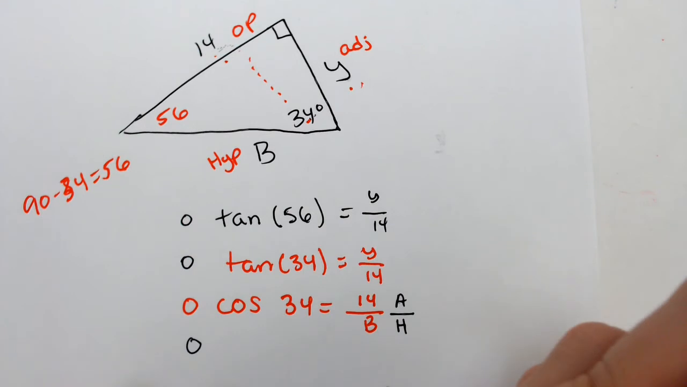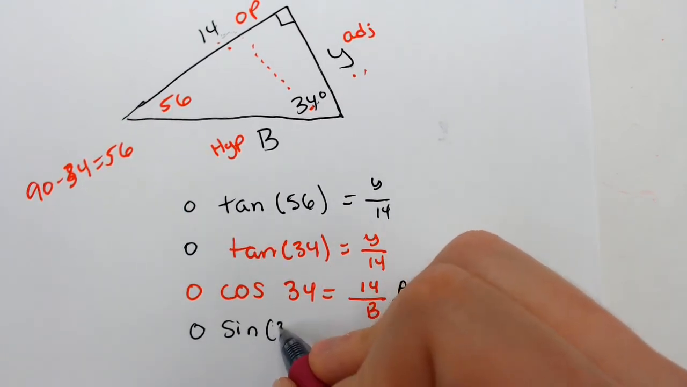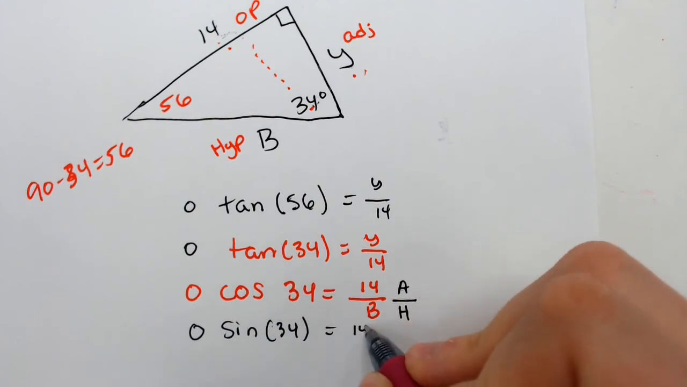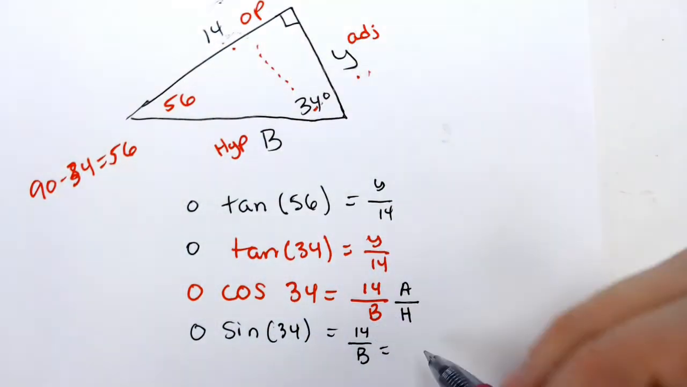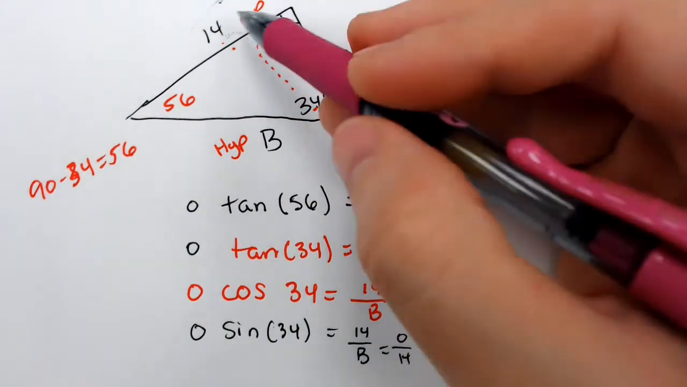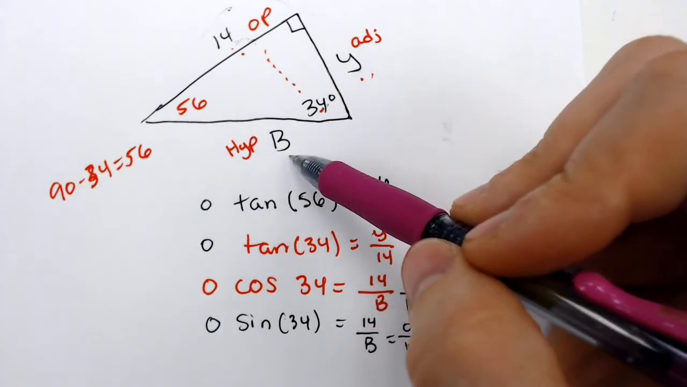Let's do some true ones. Let's say that we have sine of 34 is equal to 14 over b. That is true because sine is opposite over hypotenuse, and currently the 14 in relationship to the 34 is the opposite, and the hypotenuse is b.